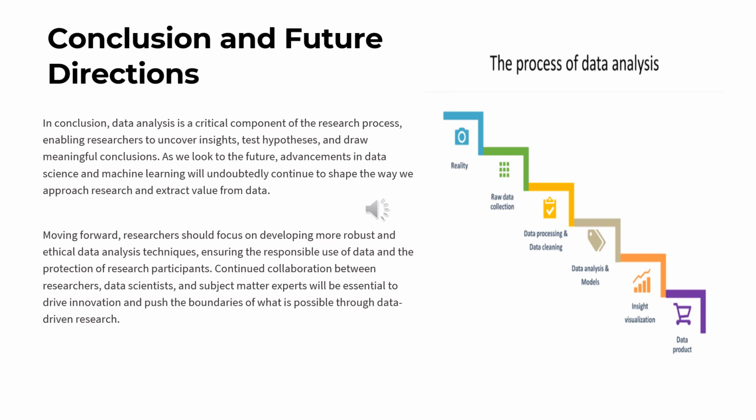This diagram shows the process of data analysis. The first is the data product. Second is the insight visualization, how we represent our data. Third is the data analysis and the models, through regression analysis. After that, we process and clean our data. Next is the raw data collection, and the last one is reality. Main is the findings of our research.